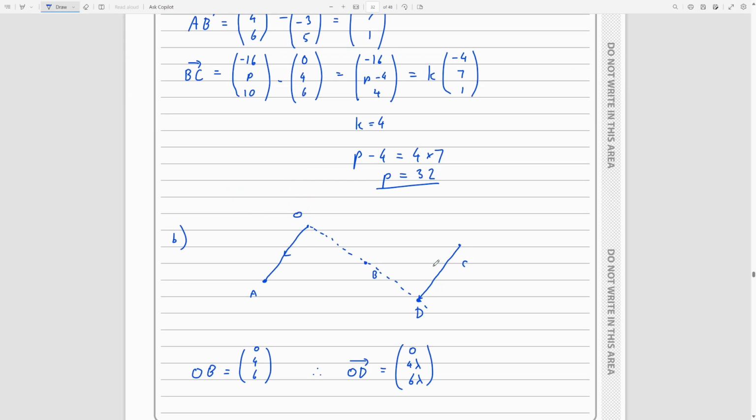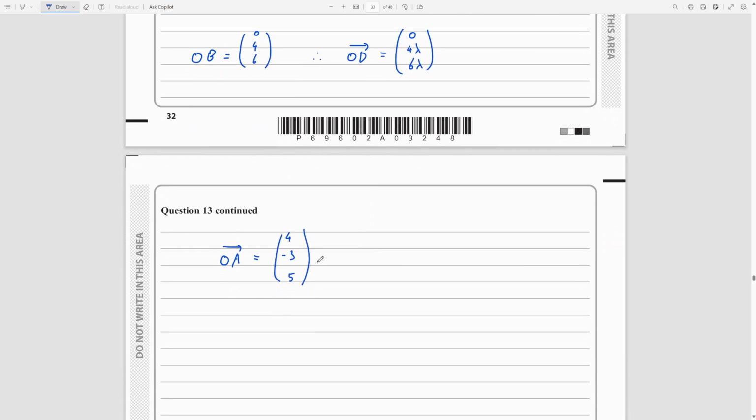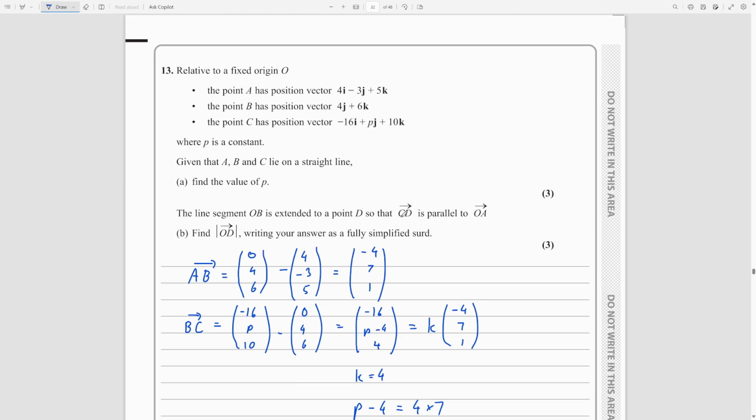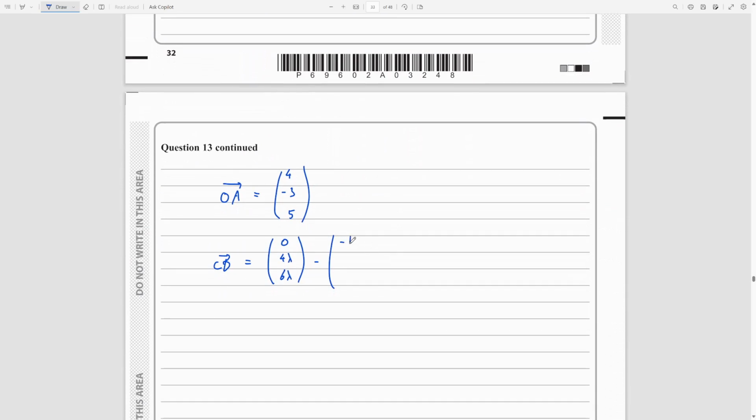What is C to D? Well, C to D is the position vector of D, which is 0, 4 lambda, 6 lambda, minus the position vector of C, which is minus 16, P, which we know is 32, 10. So we can just get an expression for that. It's 0 minus minus 16, which is 16. It's 4 lambda minus 32, and it's 6 lambda minus 10.